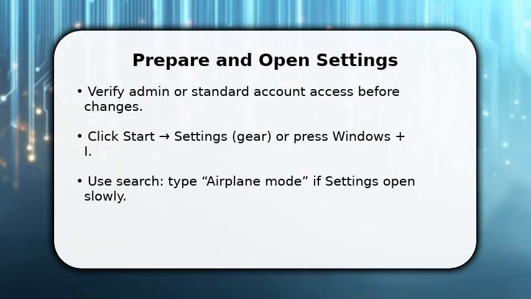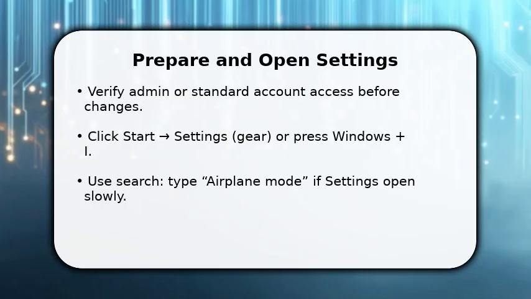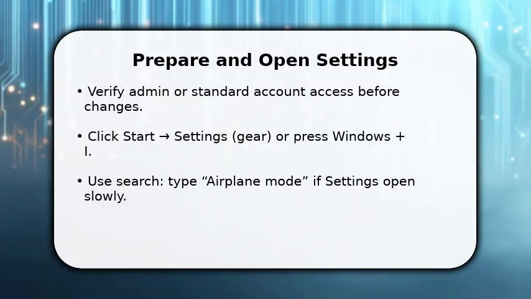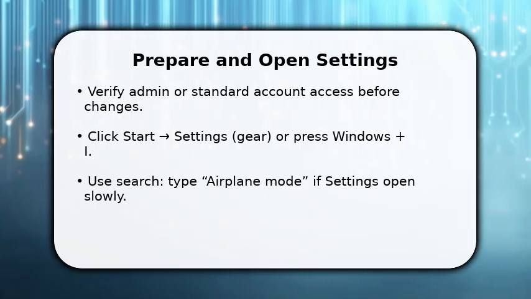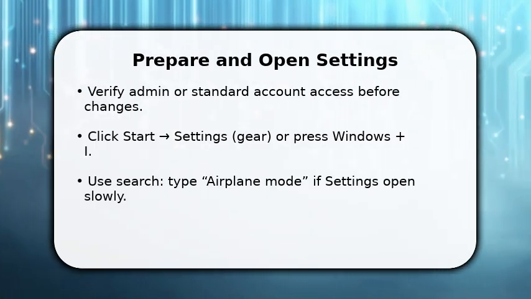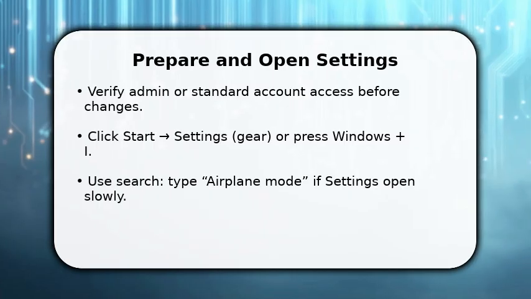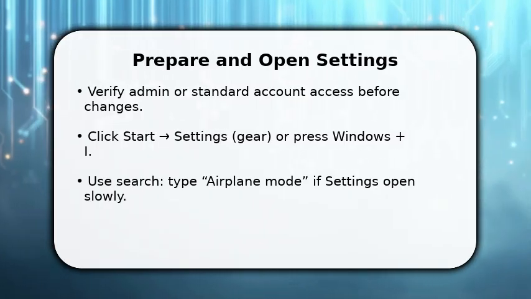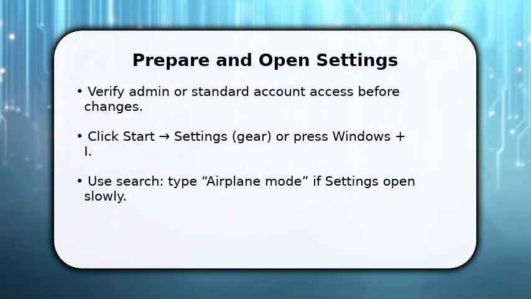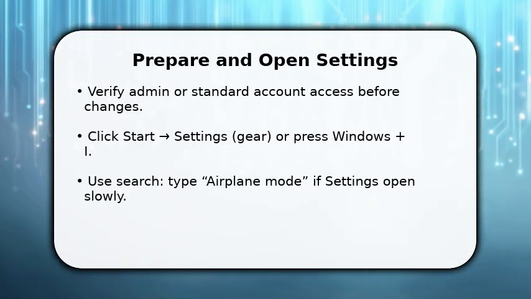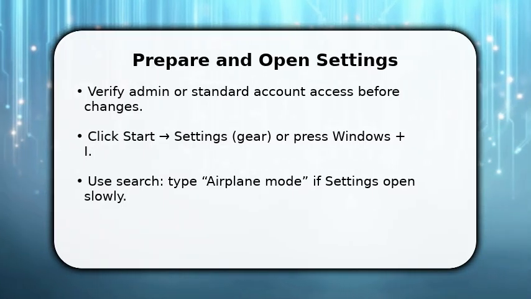You're starting right now. Make sure you're signed in and can access settings. Administrative rights aren't required for this change. Open settings by clicking Start then the gear icon or press Windows plus I to jump straight there. If you prefer keyboard navigation, type Airplane Mode into the settings search box and press Enter. This gets you to the correct pane faster. It avoids digging through network menus.